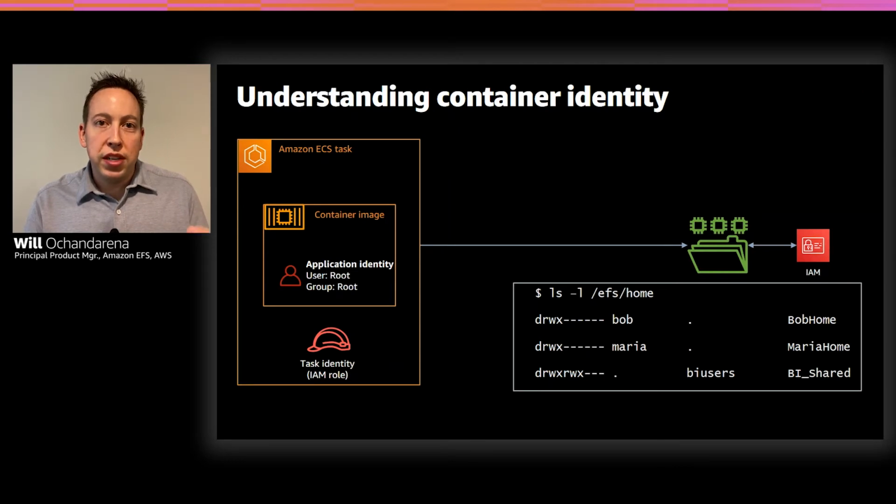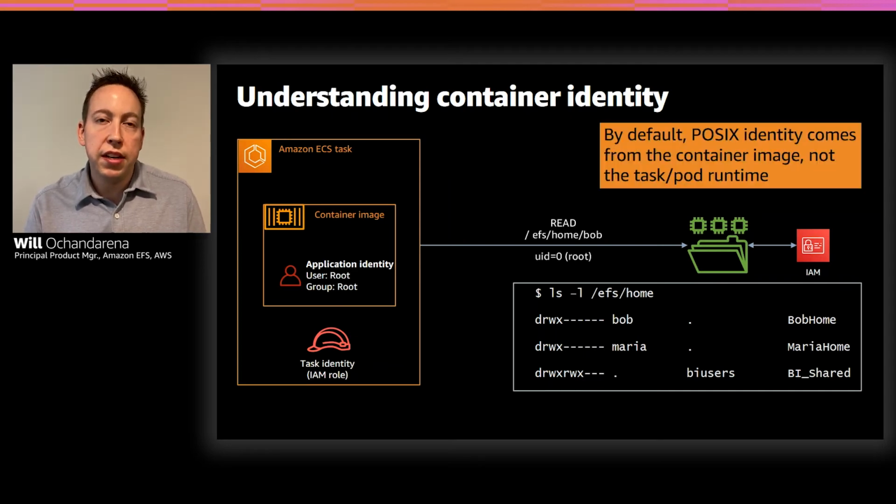Now in this case, I'm going to connect to this file system from a container that I just downloaded from Docker Hub. And in the case of this container, it was built to run the application inside the container as user root. And what we're going to see is when that container connects to this file system, it's going to be able to access anything because it's going to be doing operations as root, which as far as the file system is concerned means they're able to access whatever they want. So the key thing to understand here is with containers, the identity comes from how the container was built, not how you configure the runtime of that container.